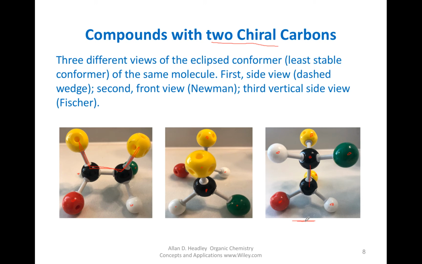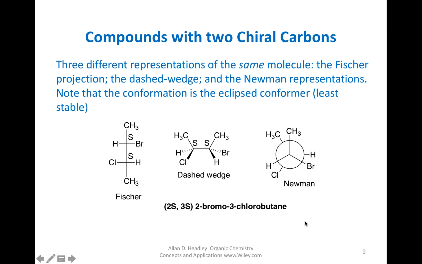We can't take pictures of molecules, just too hard and too cumbersome. So we have different representations as shown here. So let's look at this. So now we have the Fisher. So this is in front, in front, in front, in front, and in the back, and in the back. So that's an eclipse conformer.